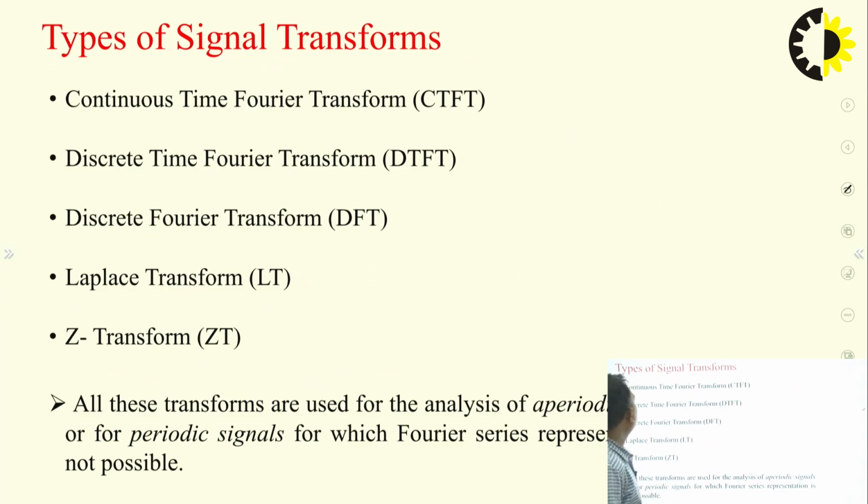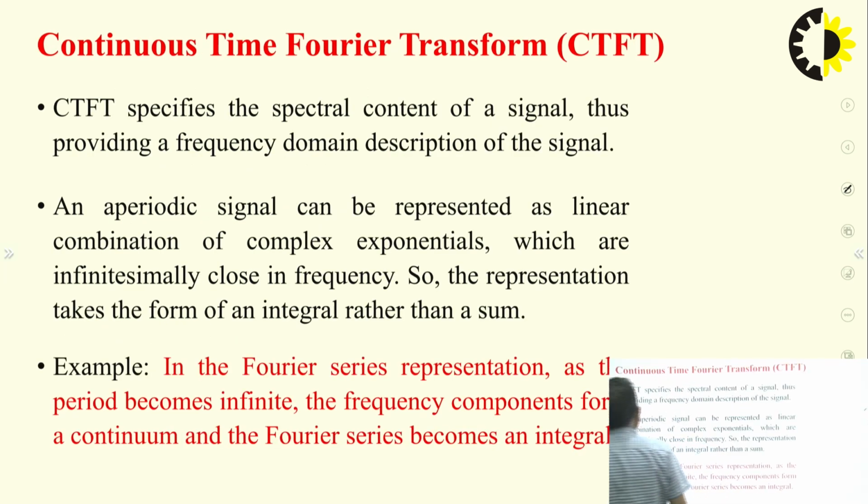In this lecture, we will discuss various types of signal transforms like continuous time Fourier transform, discrete time Fourier transform, discrete Fourier transform, Laplace transform, and Z transform, and mainly we will discuss CTFT, DTFT and DFT. All these transforms are used for the analysis of aperiodic signals or for periodic signals for which Fourier series representation is not possible. Let us start with the continuous time Fourier transform.